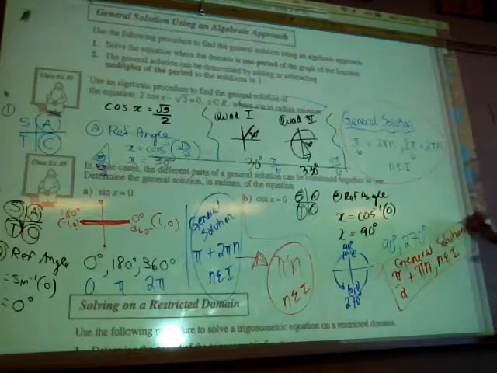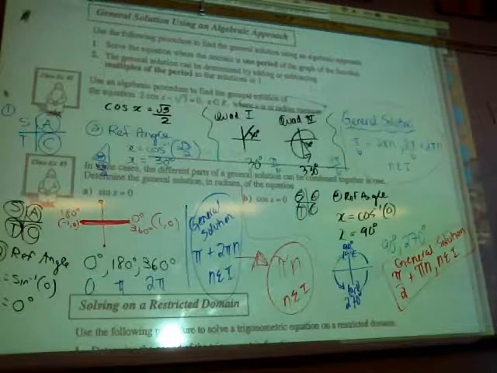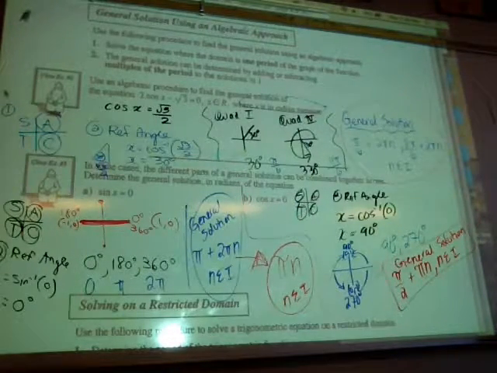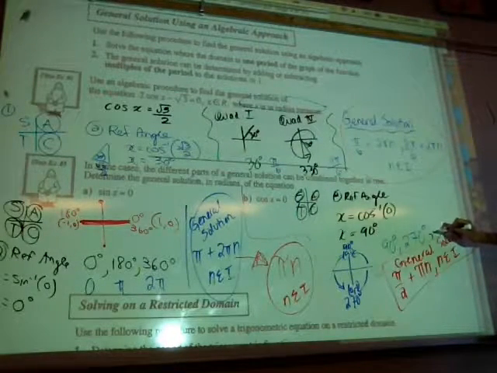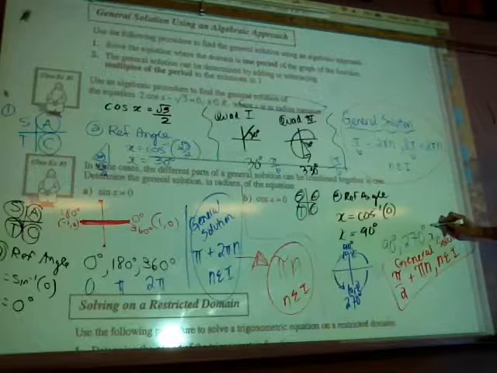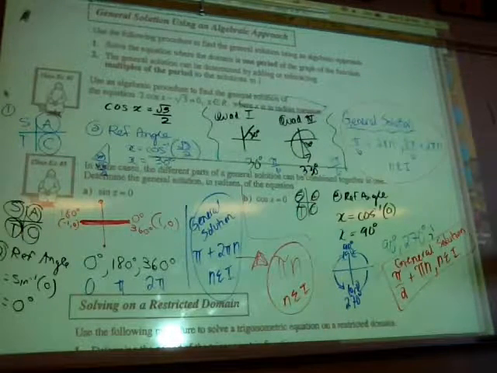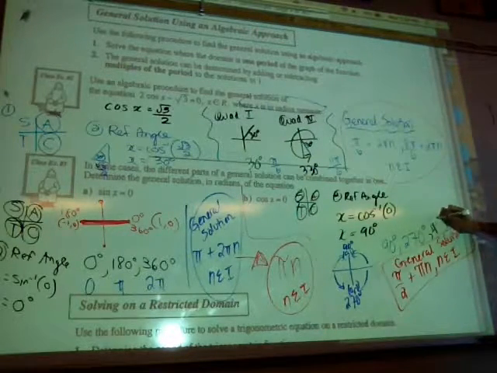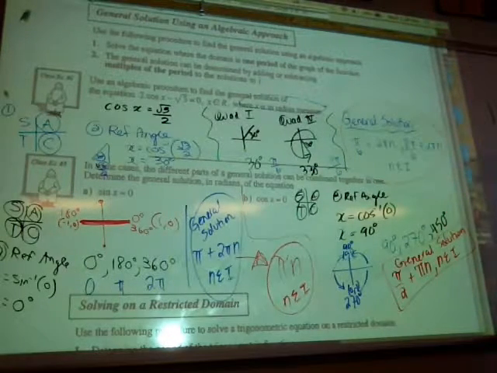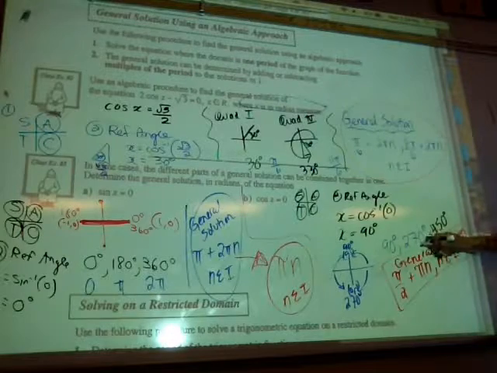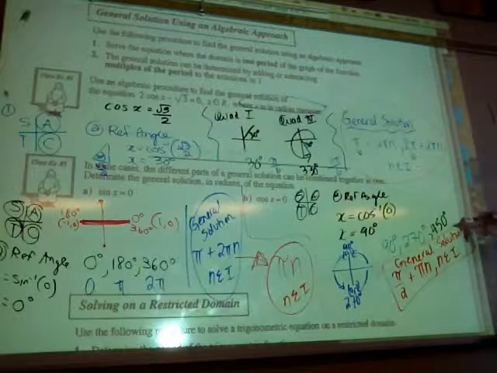Okay, and I'll actually just talk about that a little bit more. If you go 90 plus 360, what do you get? 450. And what is the difference between 270 and 450? 180. Okay, if you went 270 plus 360, you get the next value.